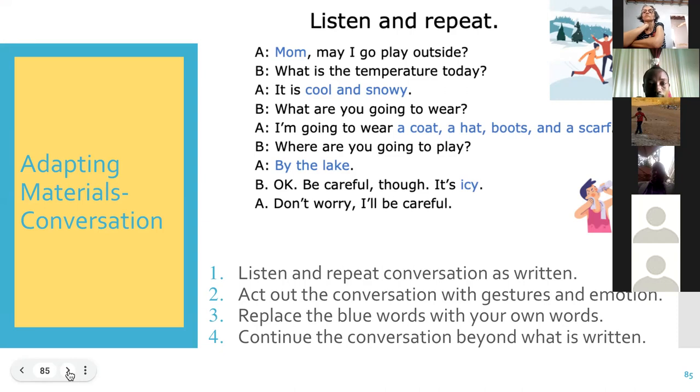The third level would be to replace the blue words with your own words. So instead of saying, Mom, may I go out to play? it might be using your name: Melina, may I go play outside? And instead of saying it's cool and snowy, we could use the actual weather that we're having outside, or we could use the second picture in here, where they could say it's hot and sunny.